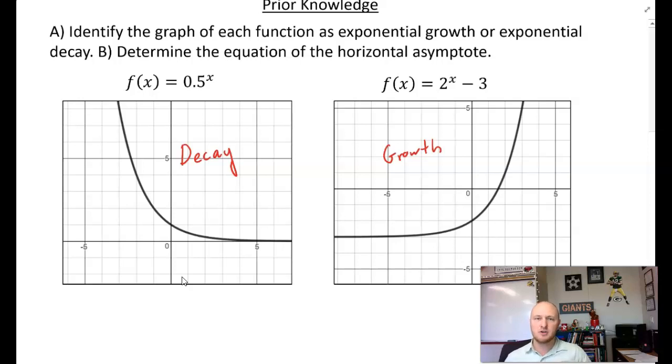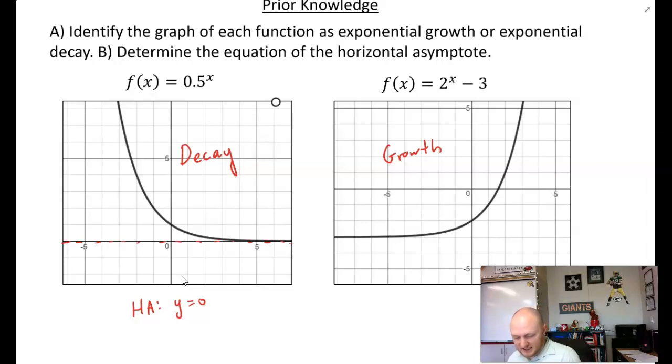Now, exponential functions also have horizontal asymptotes, and that's where our function will approach at one end and get really, really close to. So for our first example here, the exponential decay function, our horizontal asymptote is y equals 0. Our function is decaying and getting smaller and smaller towards y equals 0. It'll never actually fully be 0, but it's going to get really, really close to it.